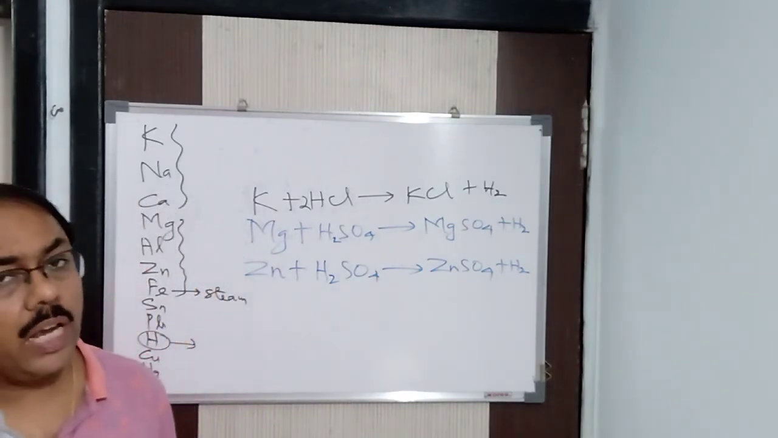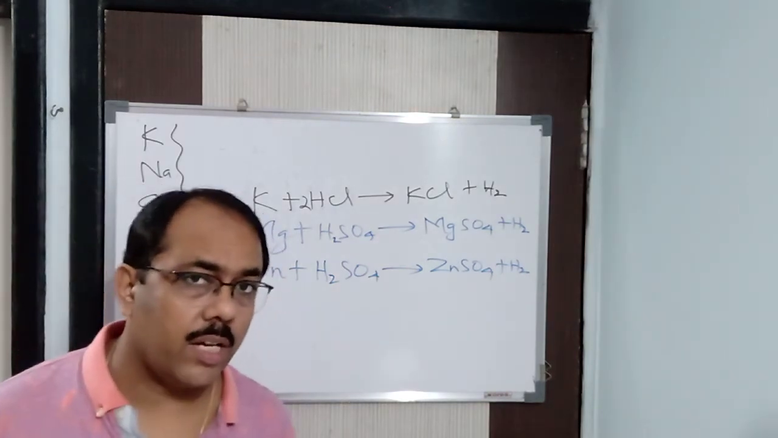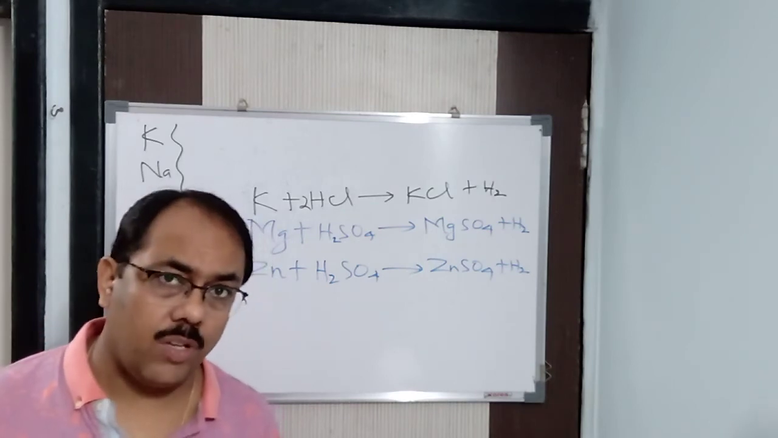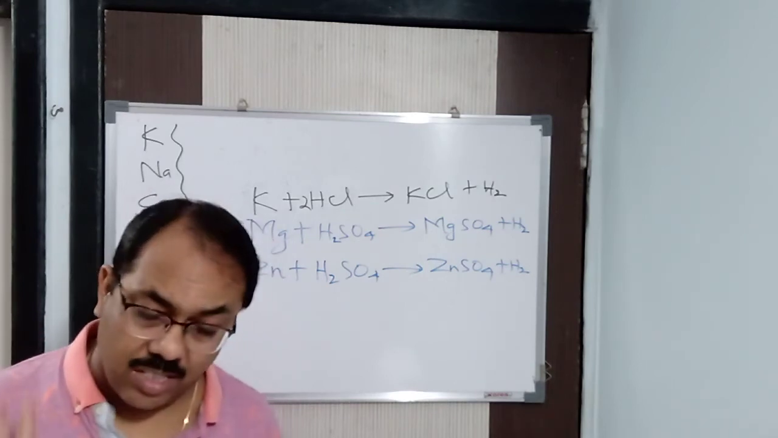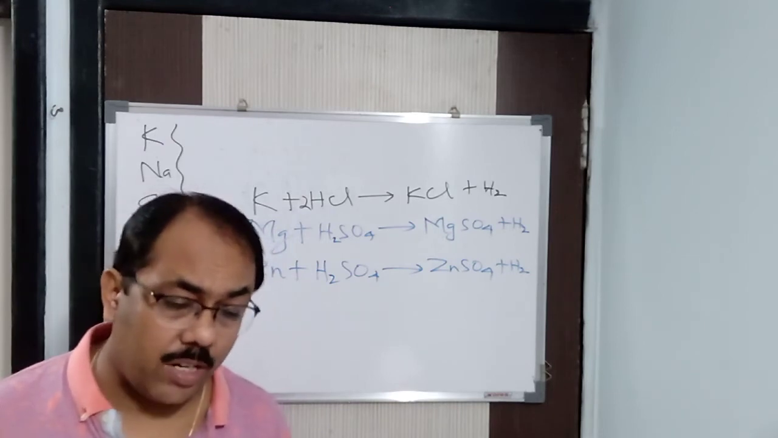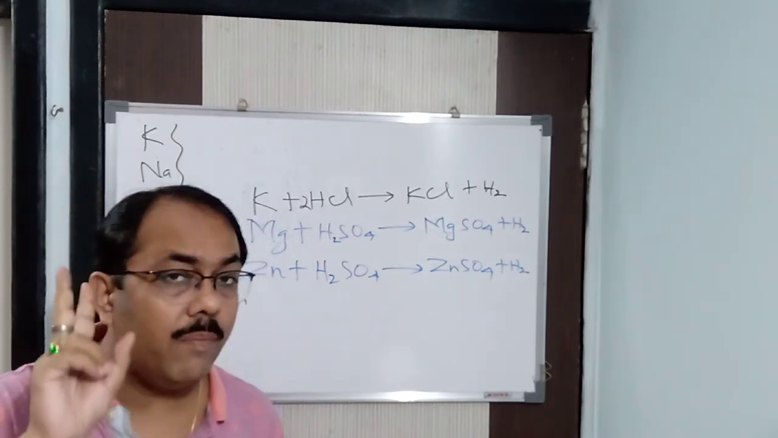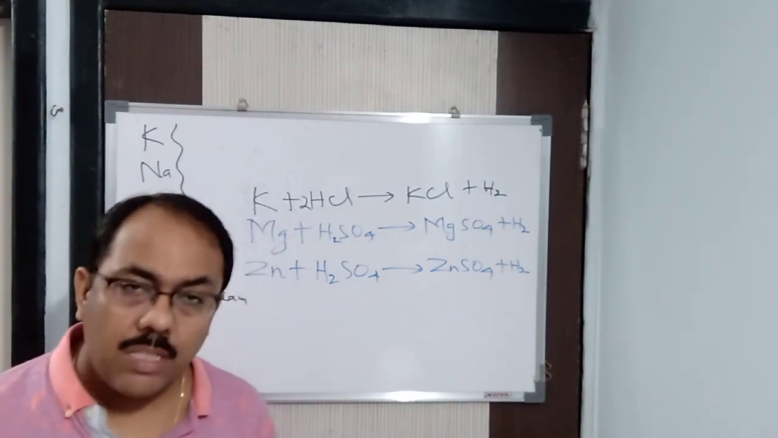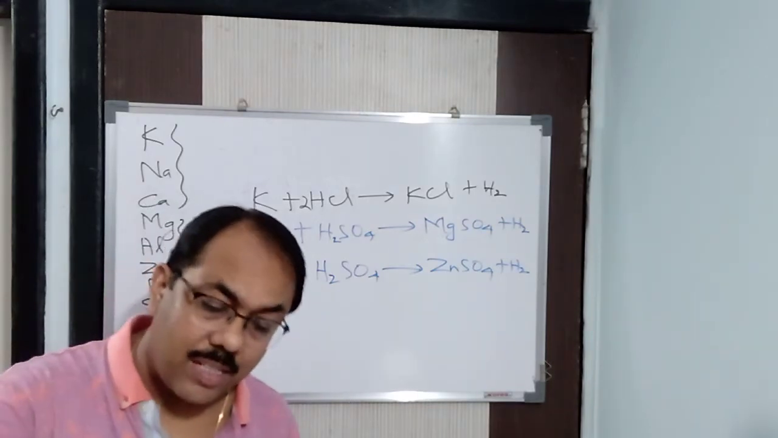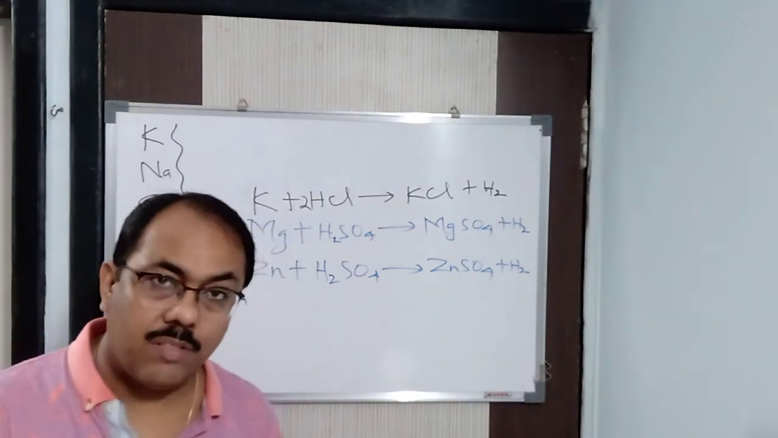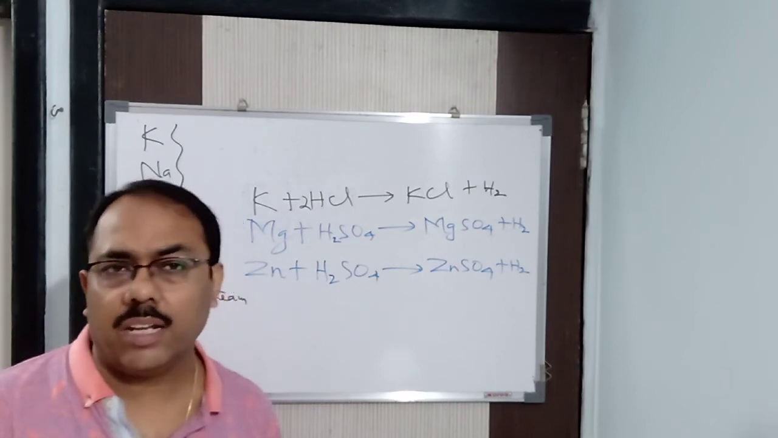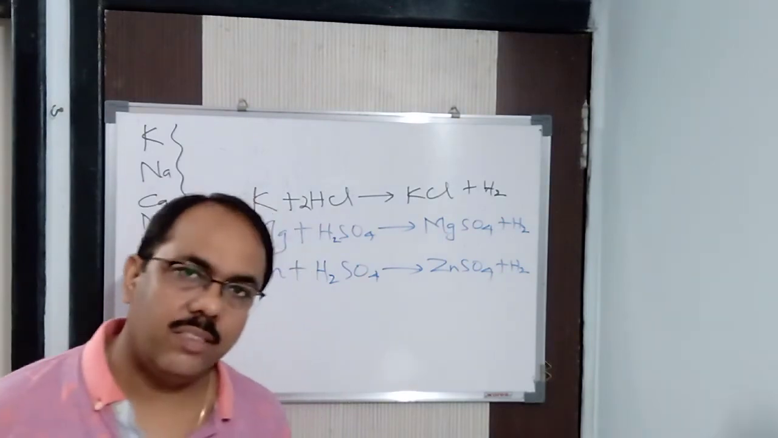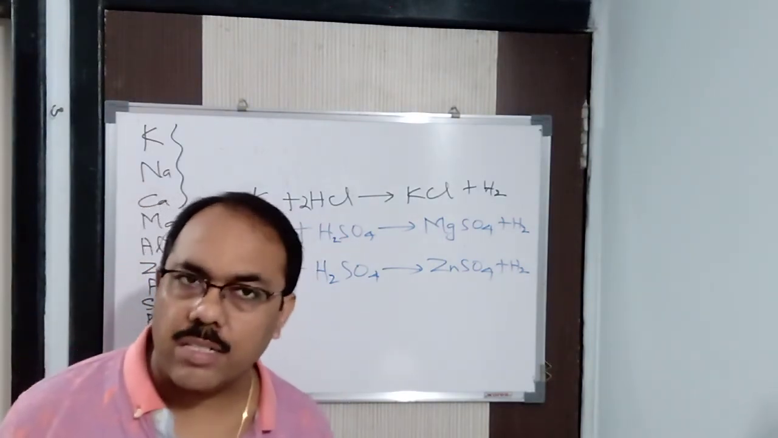But don't take nitric acid here. Listen carefully: very dilute nitric acid will evolve hydrogen gas only with two metals, magnesium and manganese. Very dilute nitric acid means what? That is 1% acid, meaning 99% water and 1% nitric acid. Suppose you are taking 100 liters, in which 1 liter is nitric acid and 99 liters is water. That is called very dilute nitric acid.